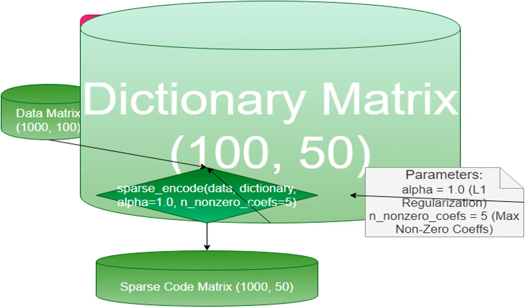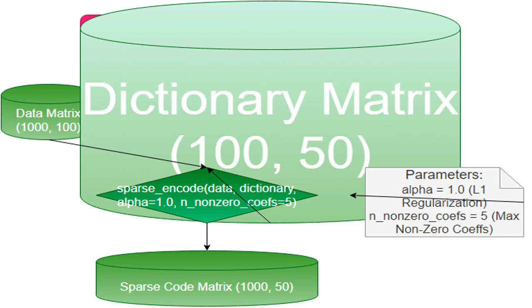The output of sparse will be a matrix with 1000 rows, one for each data point, and 50 columns. Each row represents the sparse coefficients needed to reconstruct the corresponding data point using my dictionary.